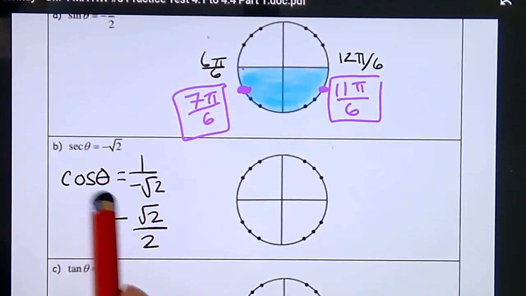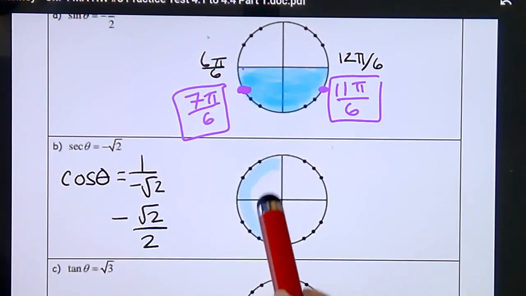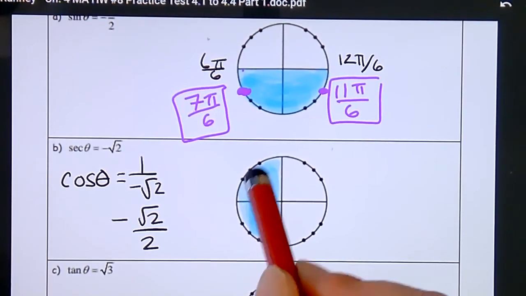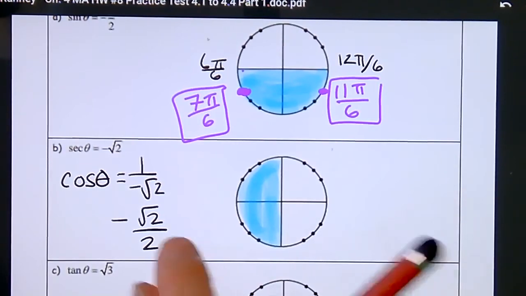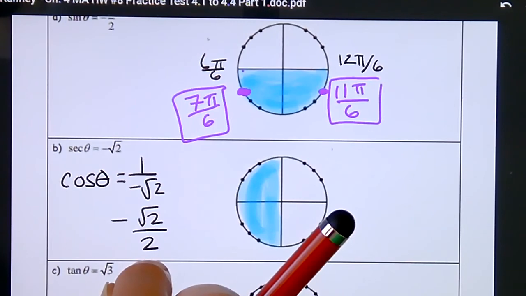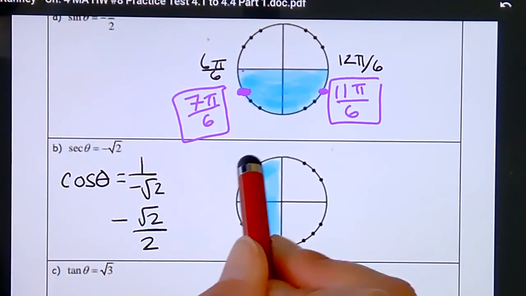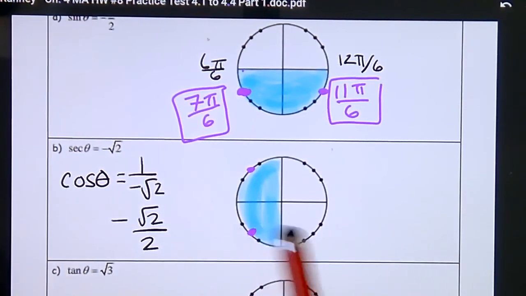And where is my cosine negative? So my cosine is negative in these two quadrants here. So this is where my two answers, my two angles will be. Now, my coordinates where I have a √2/2, those are your 45s or your π/4s. So that's going to be here, and that's going to be here. Those are going to be the two spots.